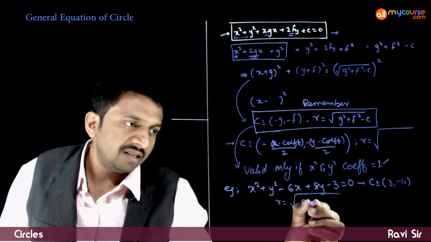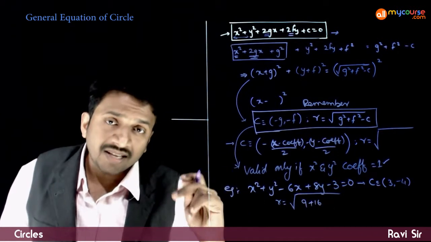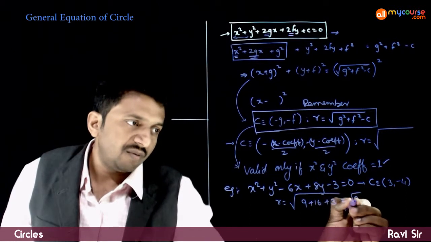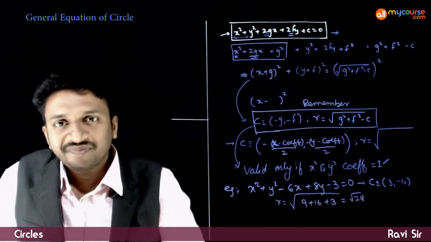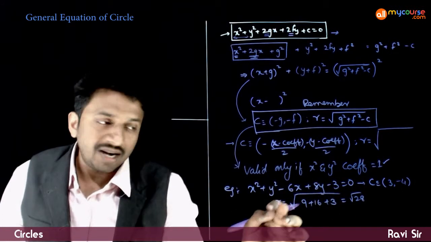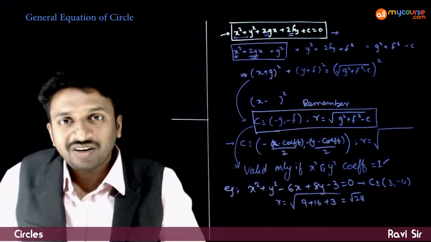So 9 plus 16 minus c. Minus of minus 3 is plus 3. That is equal to root of 28. So the center is 3, minus 4 and the radius is root 28.